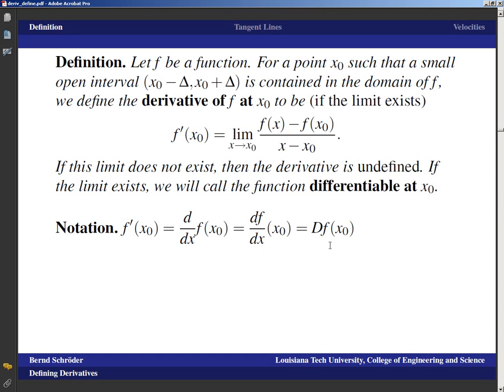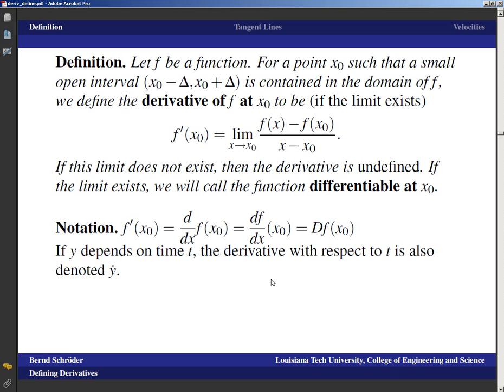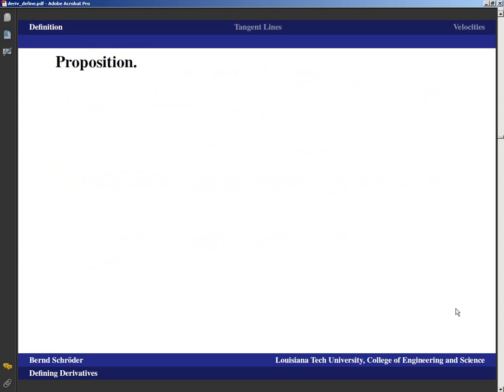Okay, sometimes it's also just called df, derivative of f. And if the function y depends on time, then the derivative with respect to t is also denoted y dot, and that's Newton's notation. Newton just put a dot on top of things, called it a fluxion or something like that, and just kept on going. Leibniz at least tried to explain how he got what he got, and well, it took mathematicians a long time to figure out what these geniuses may have actually thought about as they were working with derivatives.